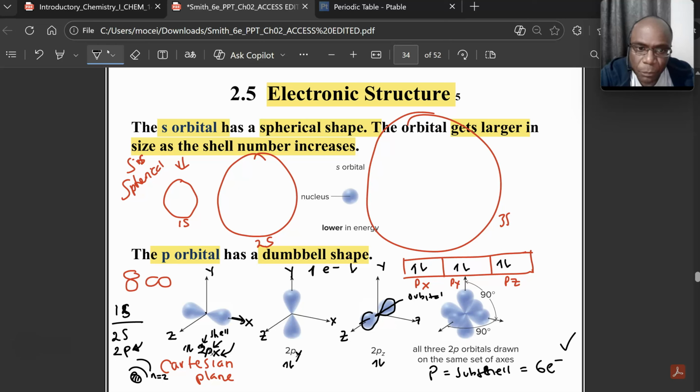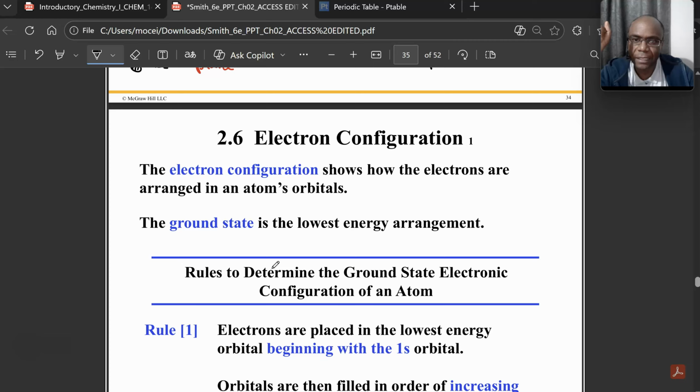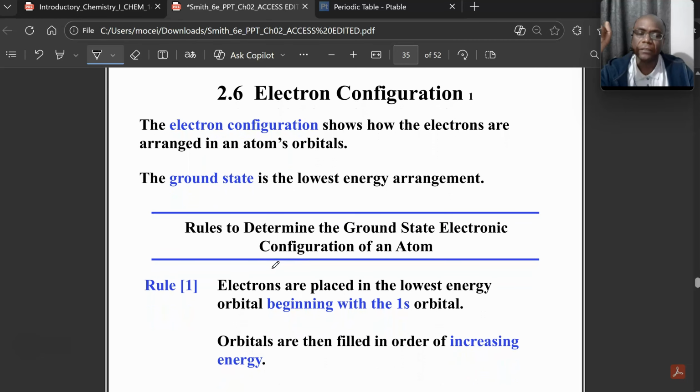Now if you put all of them together, you're going to get them oriented 90 degrees, orthogonal we call it. They're going to be 90 degrees orthogonal to each other's plane. That is the idea. So in summary, the s orbital is spherical, the p orbital is a dumbbell shape, the shape of an 8 or an infinity, and depends on which axis it's lying. Okay, next we will talk about electronic configuration.